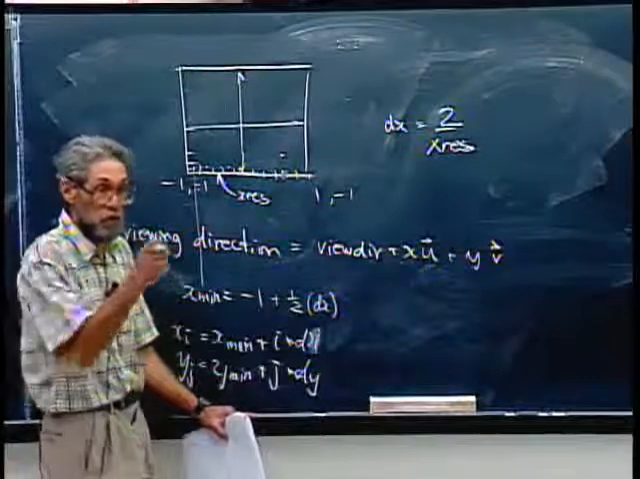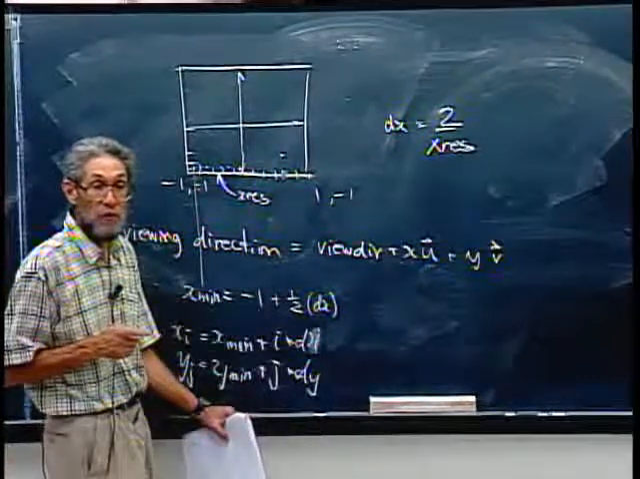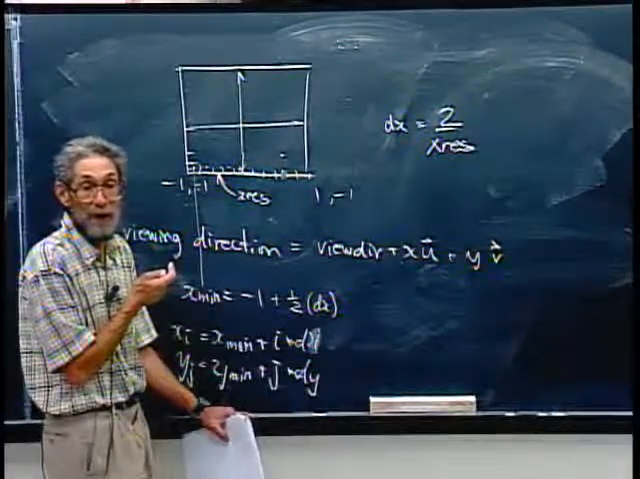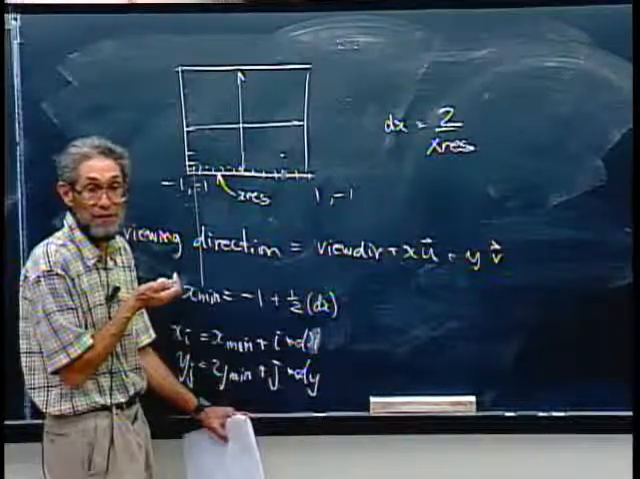So that's how you get the initial viewing ray for each pixel to do the homework, and that code is already in the package I gave you. I just wanted to explain what it was doing.